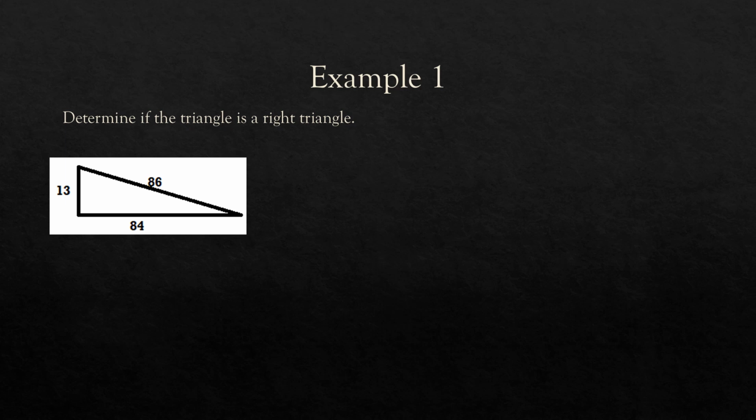So our first example: determine if the triangle is a right triangle. It looks like a right triangle, but as we know in geometry, we need to prove that it is what it looks like. So if it was a right triangle, then we could take a squared, or 13 squared, add it to the other leg of 84 squared, and it would equal the hypotenuse squared, or 85 squared. So we want to know, does it equal? I like to put a little question mark above my equal sign as I work through the equation to see if it's true.